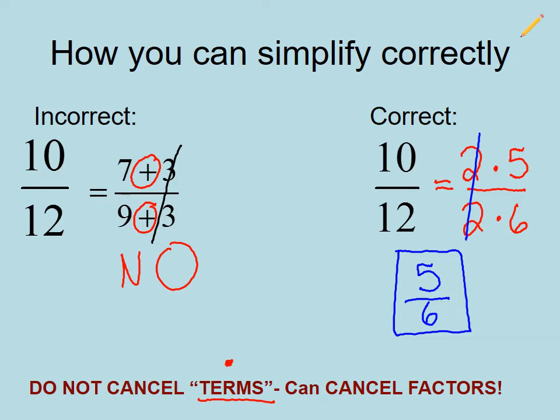So that's something very important you need to make sure you're following. If it has plus or minus in there, they're not terms. You can't separate them. If it has multiplication in between, then we can separate things.